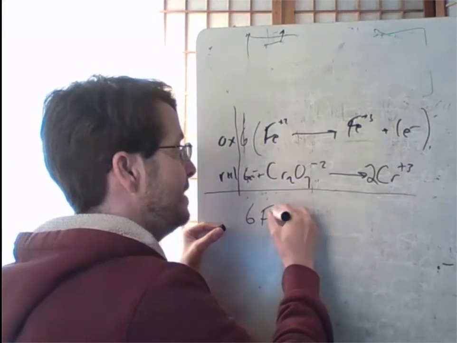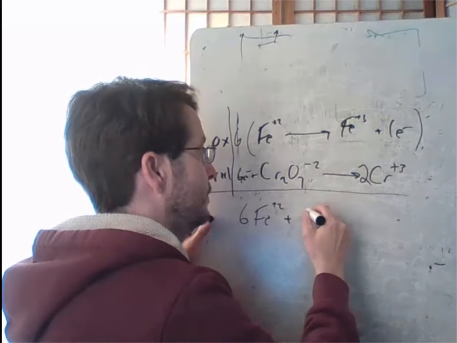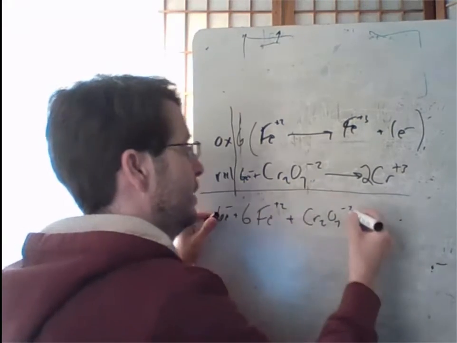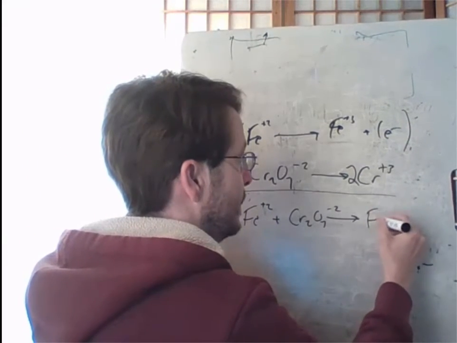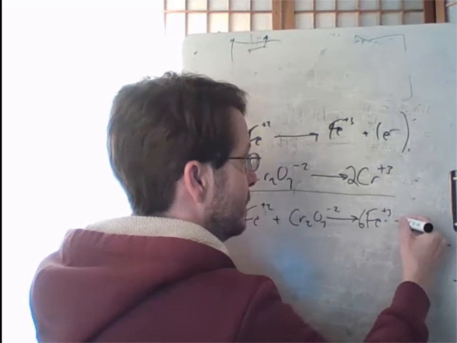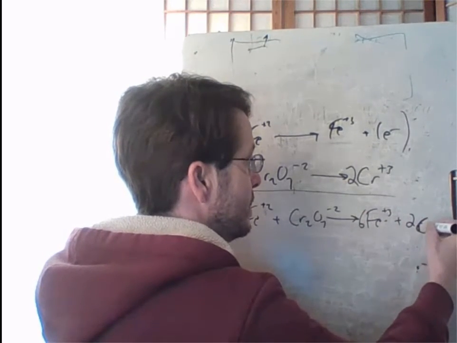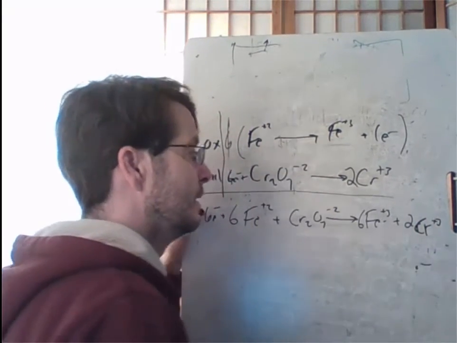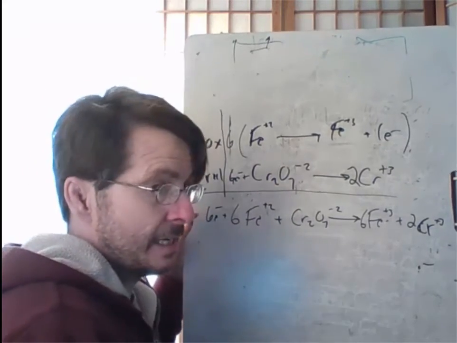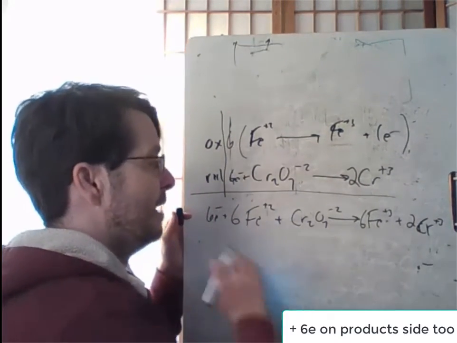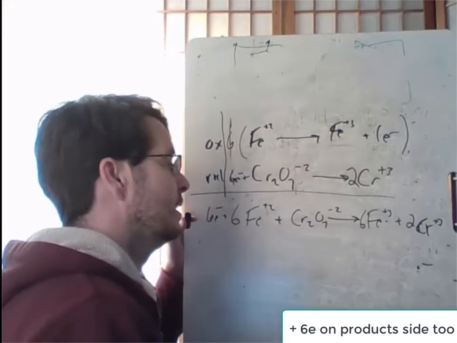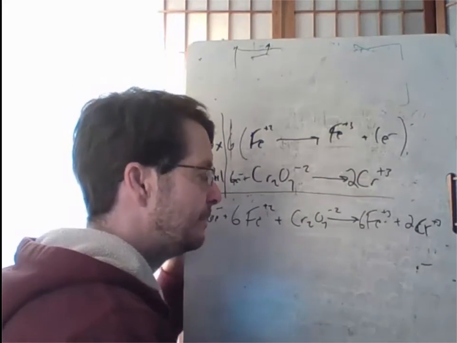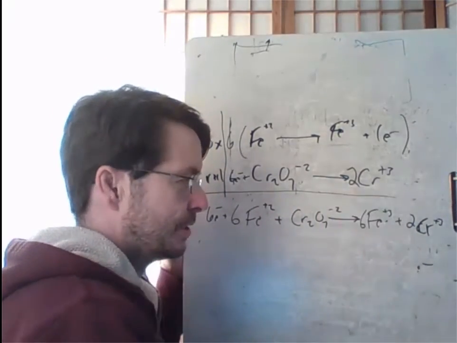6 Fe+2 plus Cr2O7 minus 2 goes to Fe+3 times 6 plus 2 Cr+3. So if we were looking at our last example, this would be done. We have balanced the elements, we've balanced the electrons, but you can see that the charge is all wrong. The charges are all wrong on each side. Additionally, there's these extra oxygens.